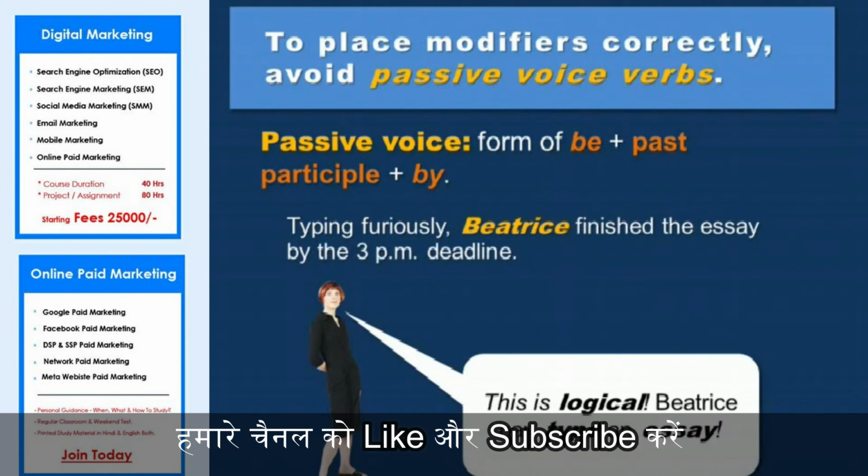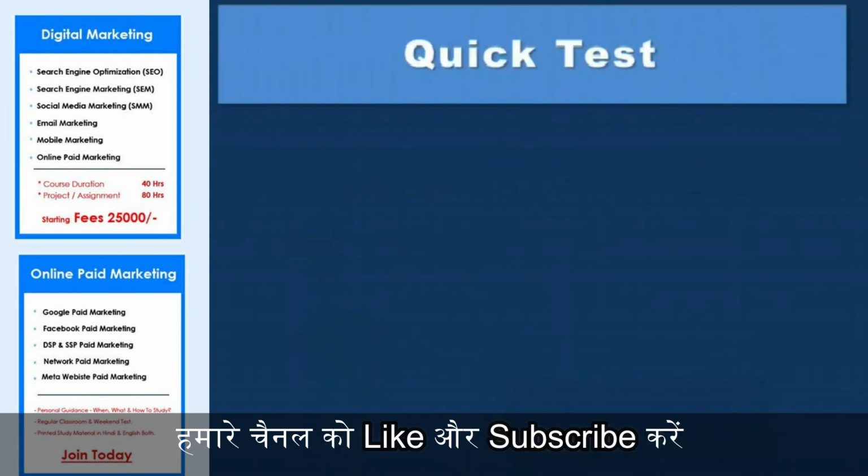Now we have a very quick test coming up. We'll have a few sentences. You need to identify what should be the right answer to that question. Let us start with the questions now.